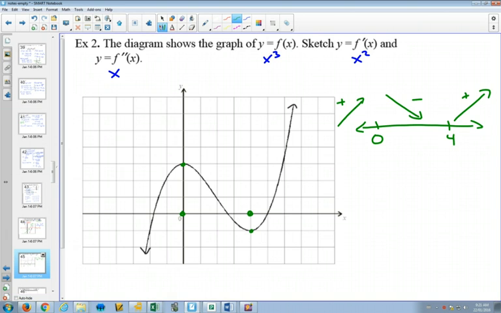So what does that tell us about our parabola? That tells us that our parabola needs to look like something like this. We might adjust it in a bit, but we know that it had to be positive before 0, negative between 0 and 4, and positive after 4.